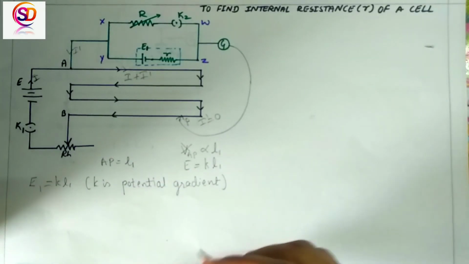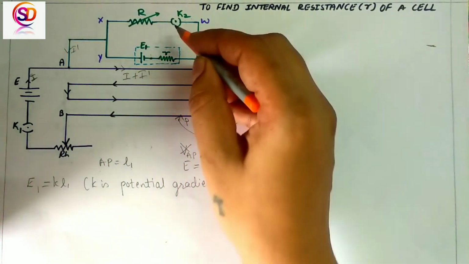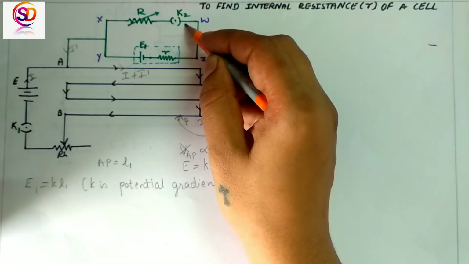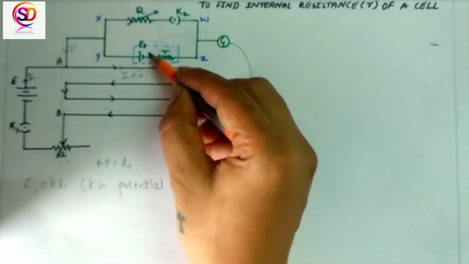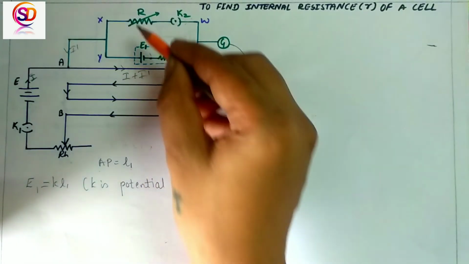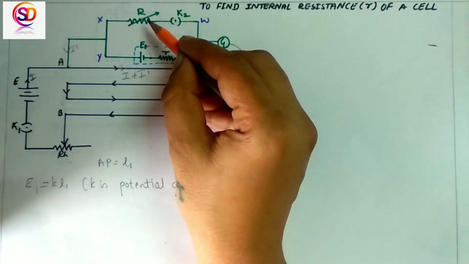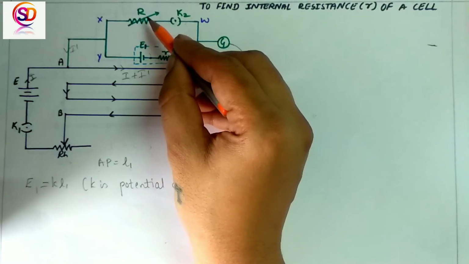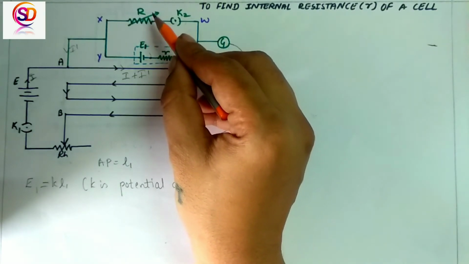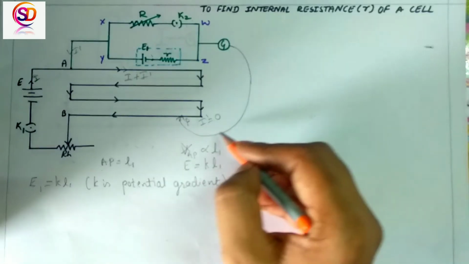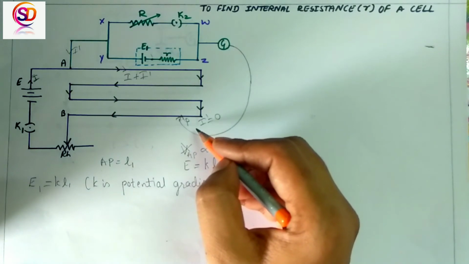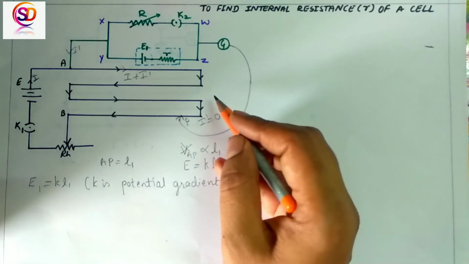Proceeding further, now in the second case, both K1 and K2 are closed. In that case, what will happen? Now the circuit consists of E1, the potentiometer wire as well as R also. Some resistance R is selected from the resistance block, and the null point is once again obtained with the help of the jockey.